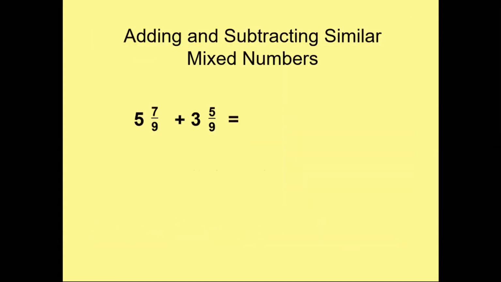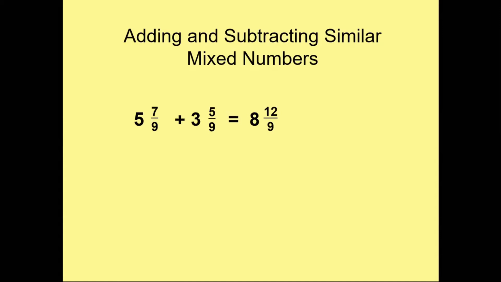Right. Next, we have mixed numbers here. As you can see, we have 5 and 7/9 plus 3 and 5/9. So you have to add the whole numbers, 5 and 3, which is 8. And then same rule, if they are similar, you have to add the top number, which is the numerator. So 7 plus 5 equals 12. Then copy the denominator.